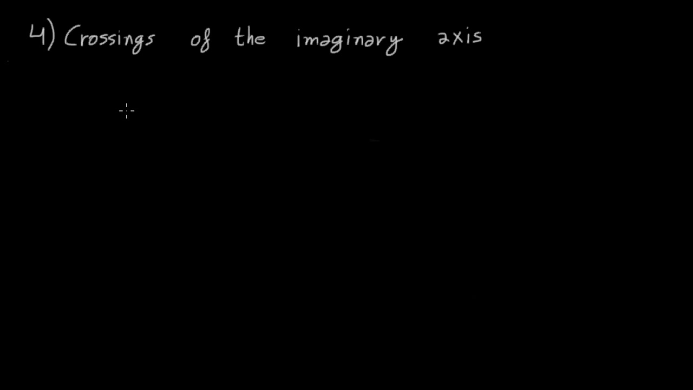So what we do now is to find the values of v, of the varying parameter v, for which a whole row is 0, and then we use the resulting auxiliary equation to find the crossings. So let me illustrate that with an example.